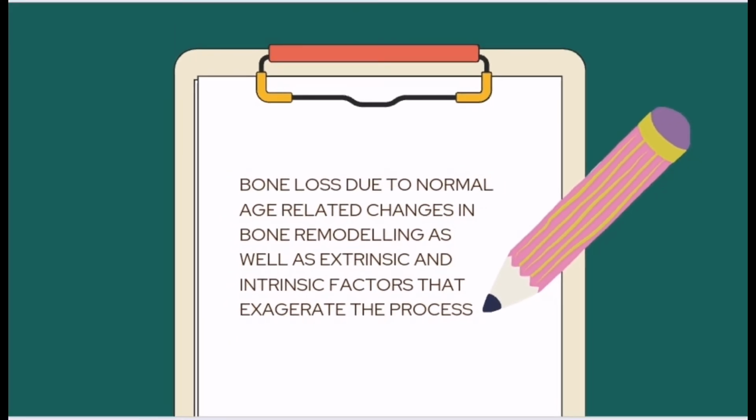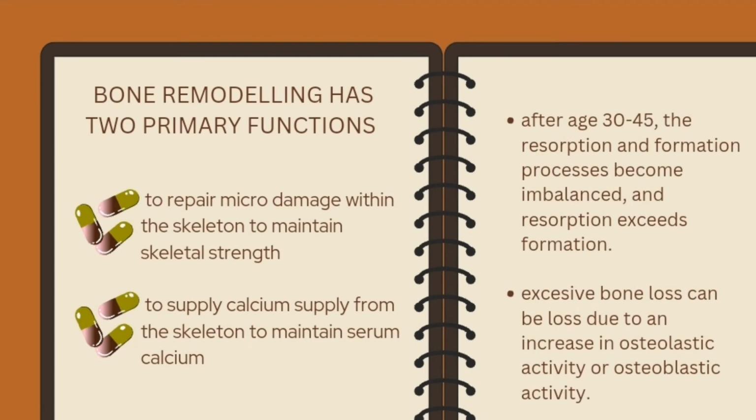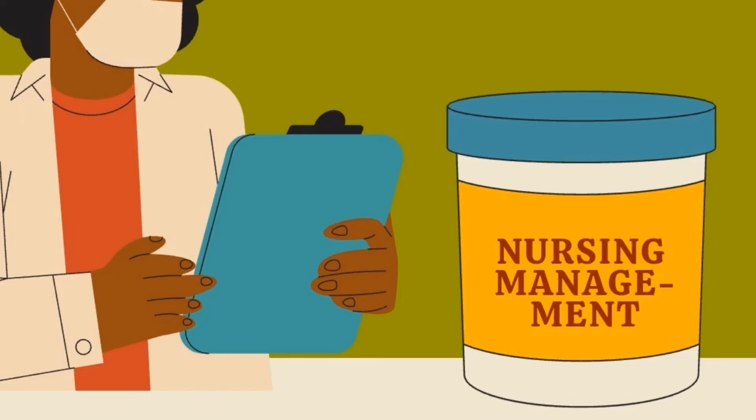Bone loss is due to normal age-related changes in bone remodeling as well as extrinsic and intrinsic factors that exaggerate the process. Bone remodeling has two primary functions. One, to repair microdamage within the skeleton to maintain skeletal strength, and two, to supply calcium from the skeleton to maintain serum calcium. Excessive bone loss can occur due to an increase in osteoclastic activity or osteoblastic activity.